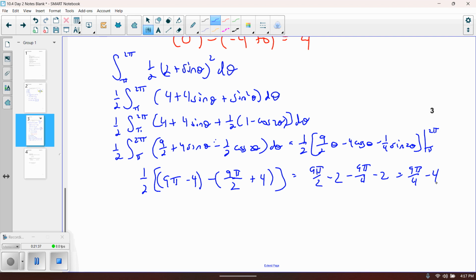So 9 pi halves minus 9 pi fourths should be 9 pi fourths minus 4. So if we take that and add that to the 4 that we got on the top, we're going to get 9 pi fourths minus 4 plus 4, so 9 pi fourths should be the answer. All right, way longer than I intended to spend on that problem, but that should be the answer to our problem. Why it didn't work the other way, I don't know.